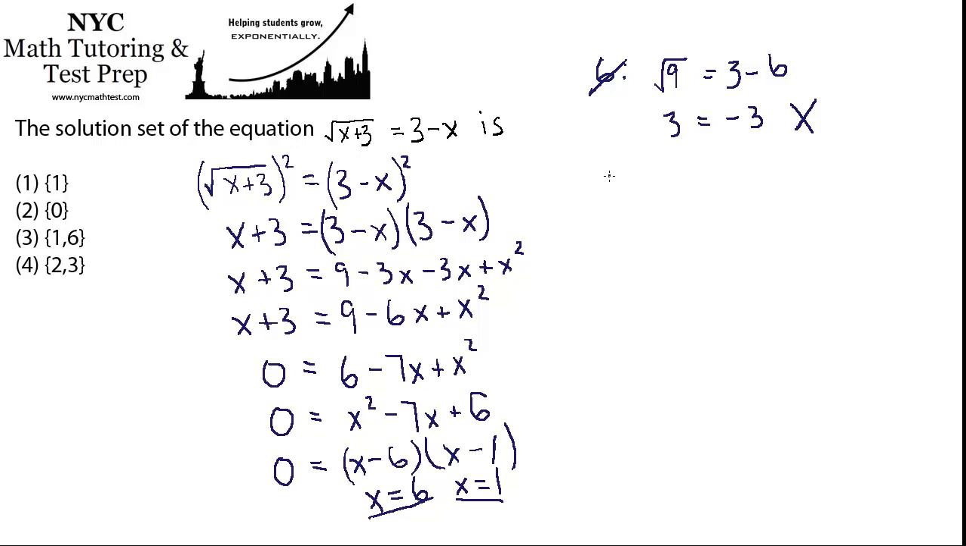Now let's test 1. So x plus 3 again, so 1 plus 3 is 4, so we have square root of 4 equals 3 minus 1. So 2 equals 2, and that works. So 1 we're keeping in. So the solution set only contains one answer, x equals 1, and the best choice is the first one.